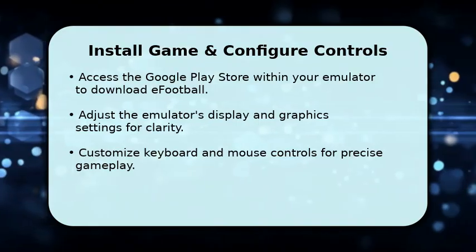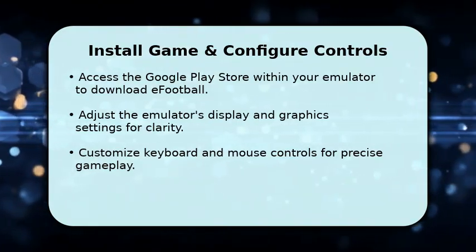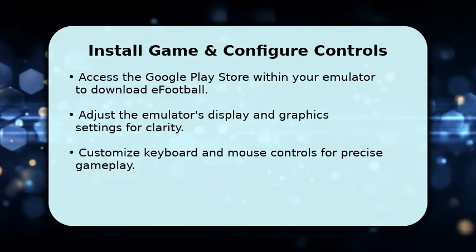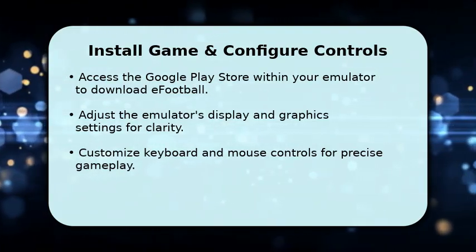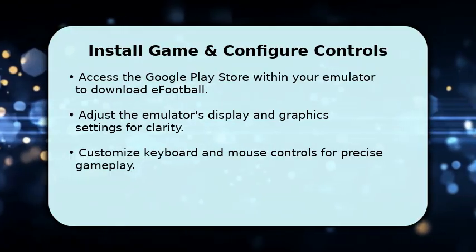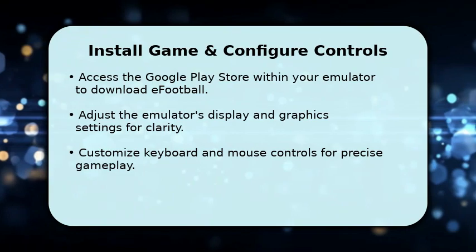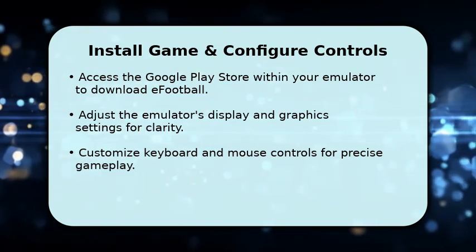Once installed, it's time to configure your settings. Go into the emulator's settings to optimize display and graphics. Crucially, map your keyboard and mouse controls. Assign actions like passing, shooting, and movement to keys that feel natural, ensuring a comfortable and responsive gaming session.